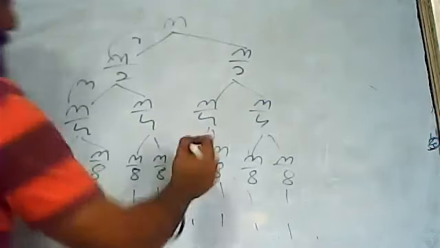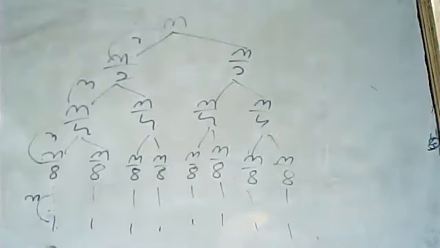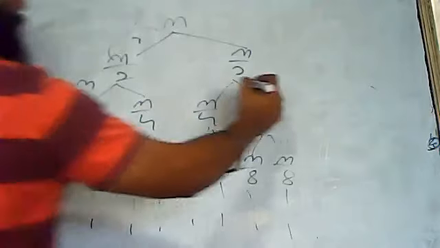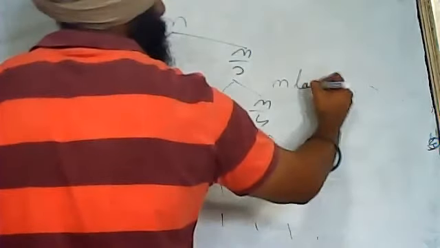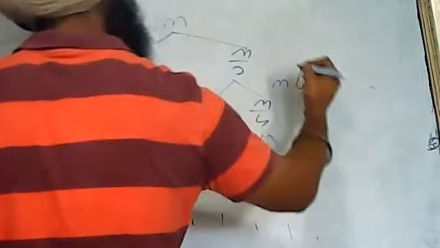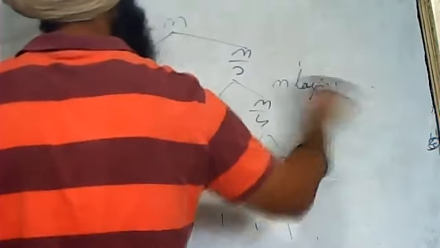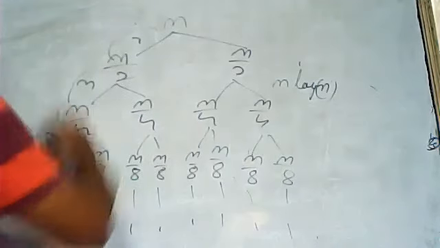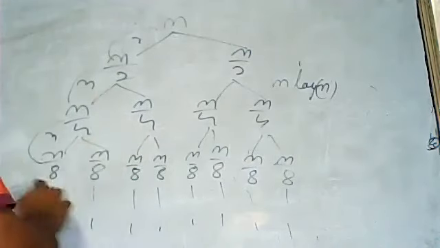So what is the height of the tree? I have told you that it is log n, or you can also consider that the sum of n by 2, n by 4, n by 8 up to 1 is log n. So log n levels, and at each level n work is required. So time complexity is n log n, because at each level we have to apply the merge procedure, and the height is log n.